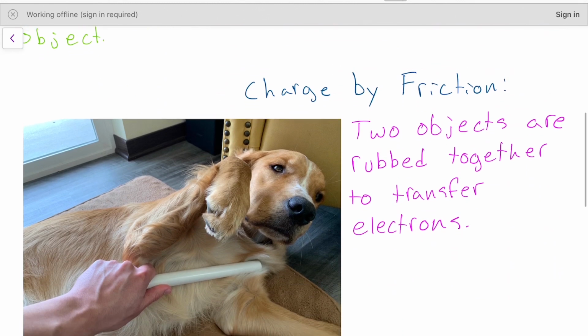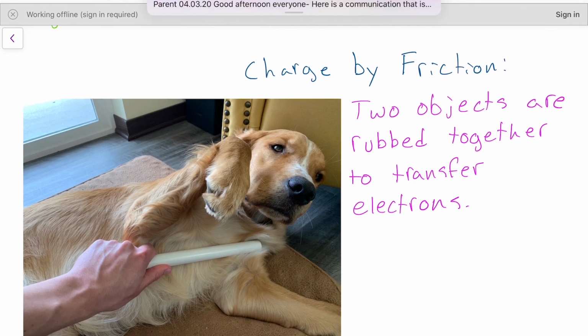All right, moving on to charge by friction. We kind of already covered this, and it's fairly straightforward. But charge by friction occurs when two objects are rubbed together to transfer electrons. Okay? And so if this occurs with two neutral objects, one being the PVC and the other one being Carl, well, we know that Carl's fur has a low affinity for electrons, so he would prefer to give electrons to the PVC. So now Carl becomes positively charged, and then the PVC is negatively charged.